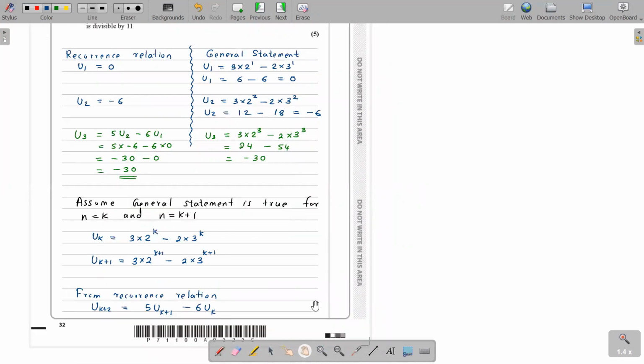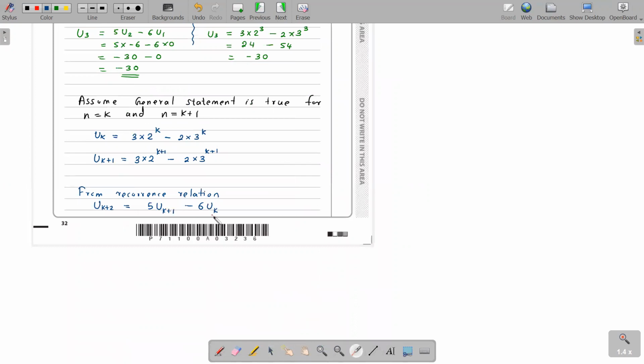So now let's substitute the value here. You can see here the kth term and the k plus 1 term are already assumed. We have said that these terms are correct. So let's get it. u_{k+2} equals 5 times the k plus 1 term, which is 3 times 2 to the power k plus 1 minus 2 times 3 to the power k plus 1, minus 6 times the kth term, which is 3 times 2 to the power k.